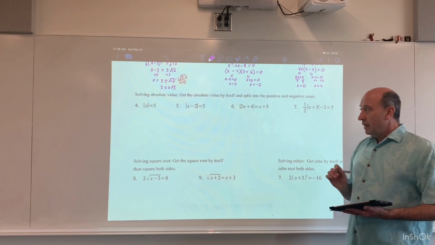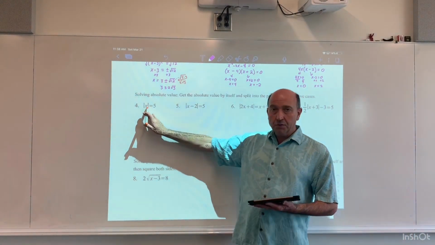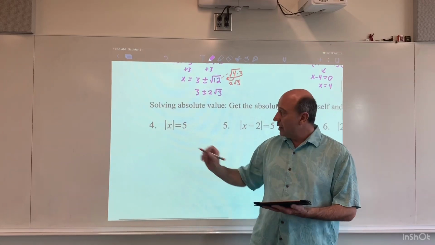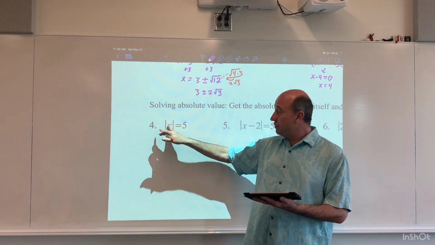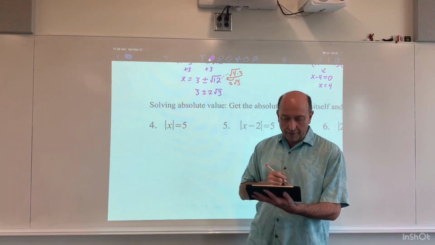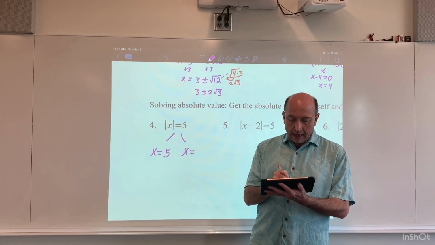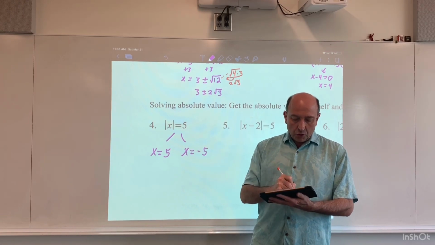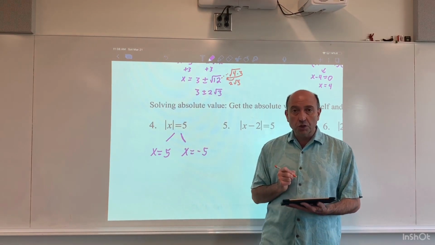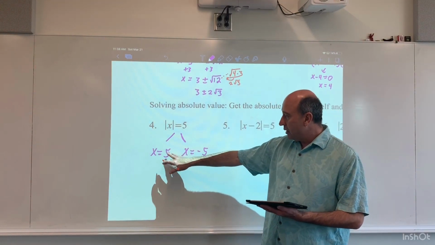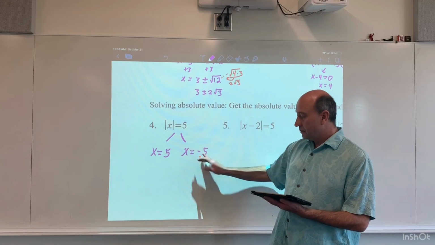Okay, if you think about this one, the absolute value of what number is 5? Well, the absolute value of 5 is 5, and the absolute value of negative 5 is also 5. Okay, so the two answers are 5 and negative 5. So this is the strategy we'll use to solve all of these problems. So the absolute value can either be a positive or a negative.